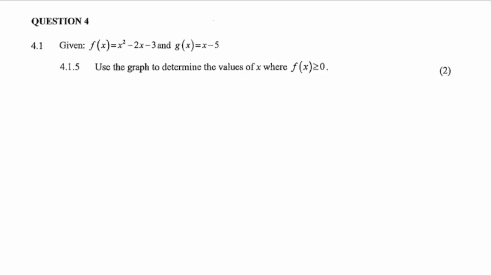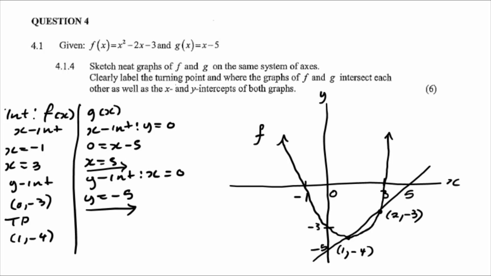This question over here says use the graph to determine the values of x where f of x is greater than 0. Now if we go to our function, f of x is greater than 0 means that we need the values of x for which the function is above the x-axis. So if we look at my 2 intercepts, if I go to the left of -1, the function proceeds to be above 0.